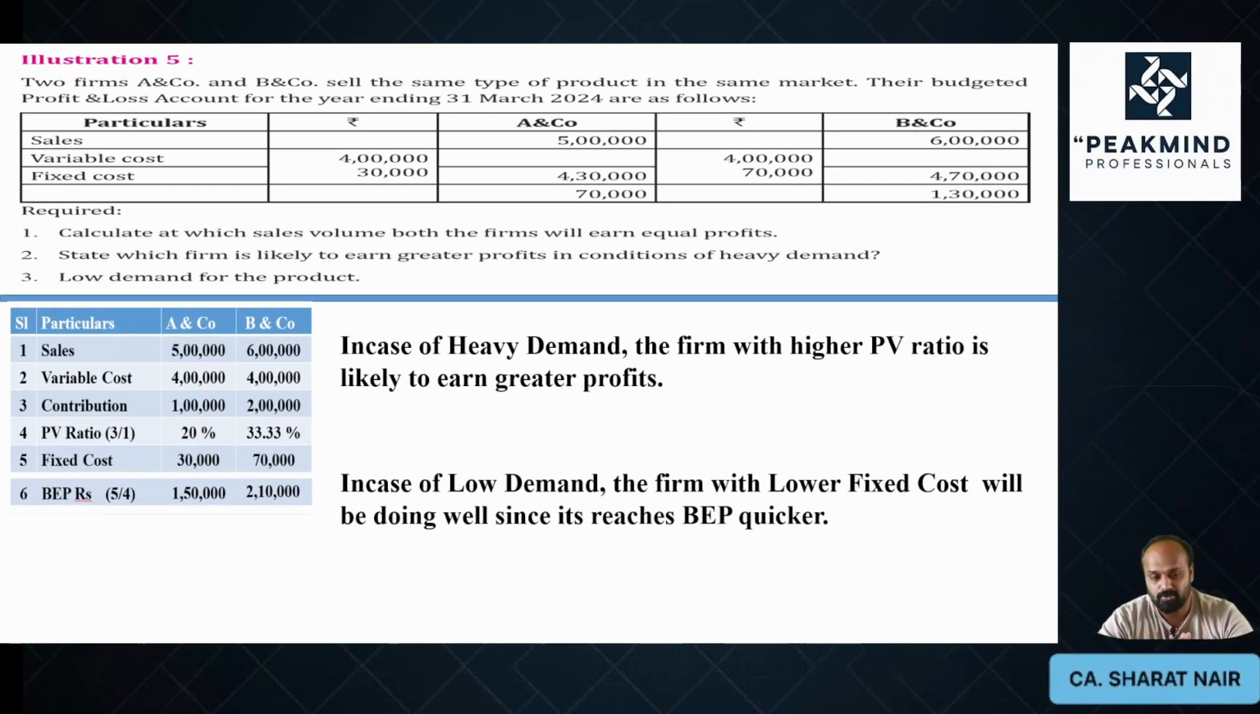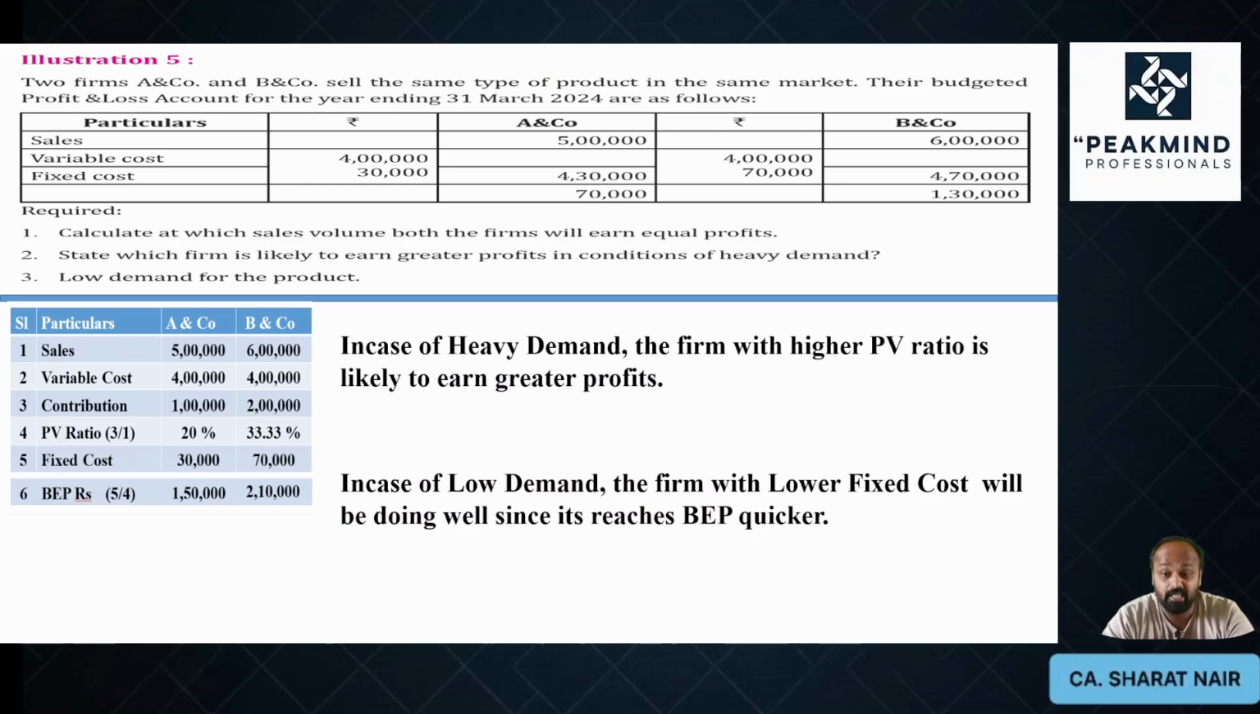Okay. Next, second and third part of the question. They are saying, first case, that is the second part of the question, if the firm is expected to have heavy demand, which firm will you choose, A company or B company? See, when there is immense demand, I'm not bothered about breaking point, because I will definitely meet my breaking point. So the focus will be where I will earn, under which option I will earn higher profit, will be the basic idea.